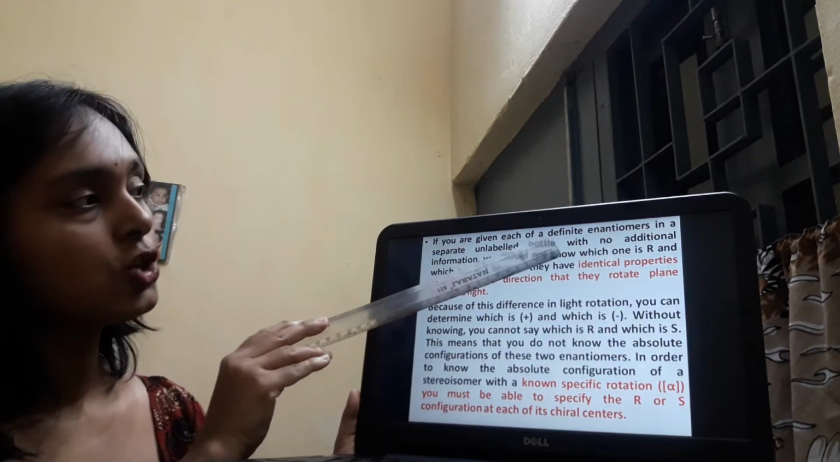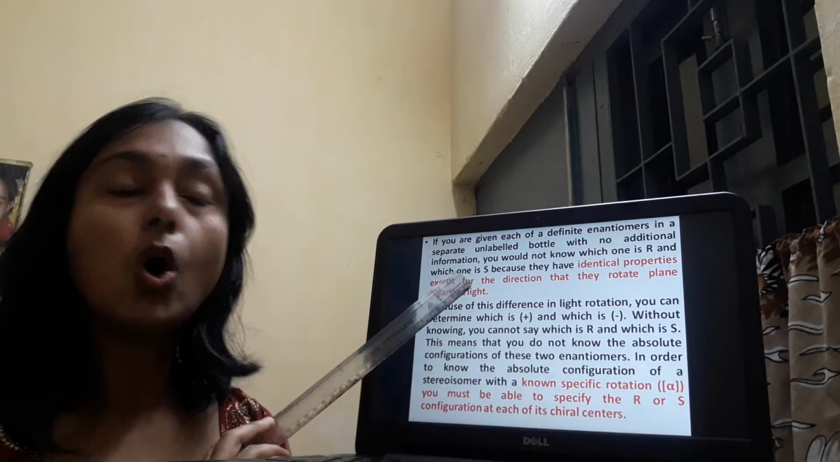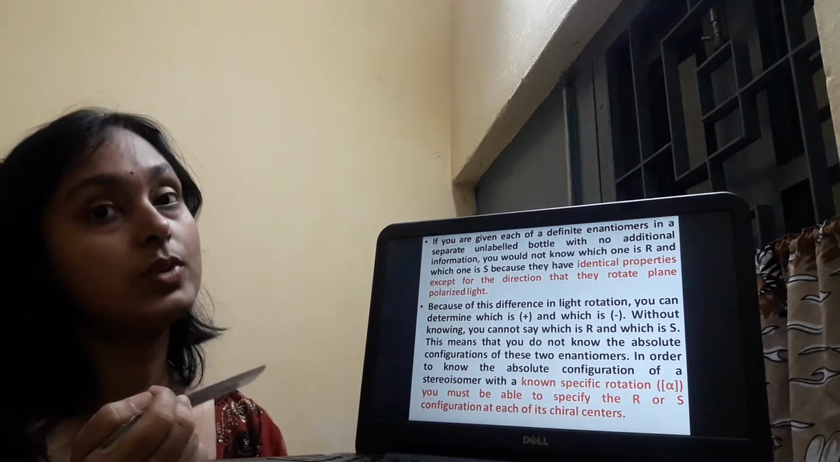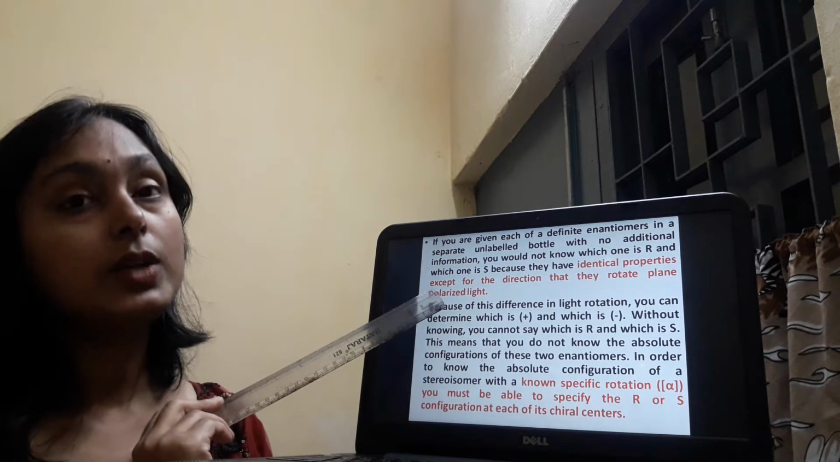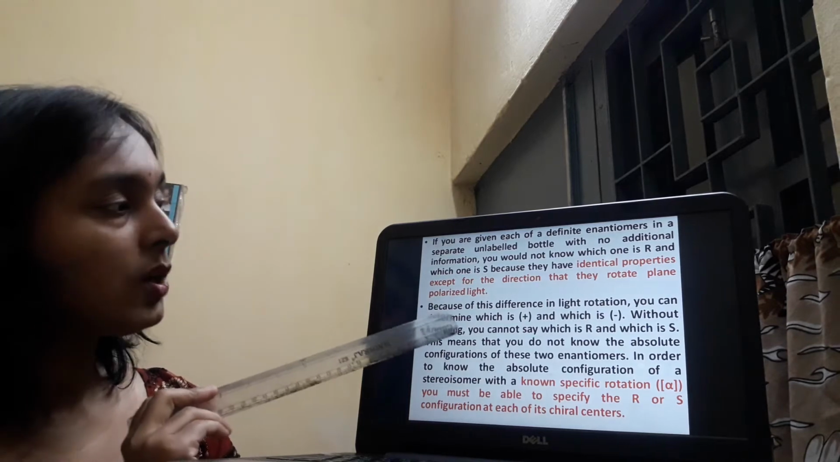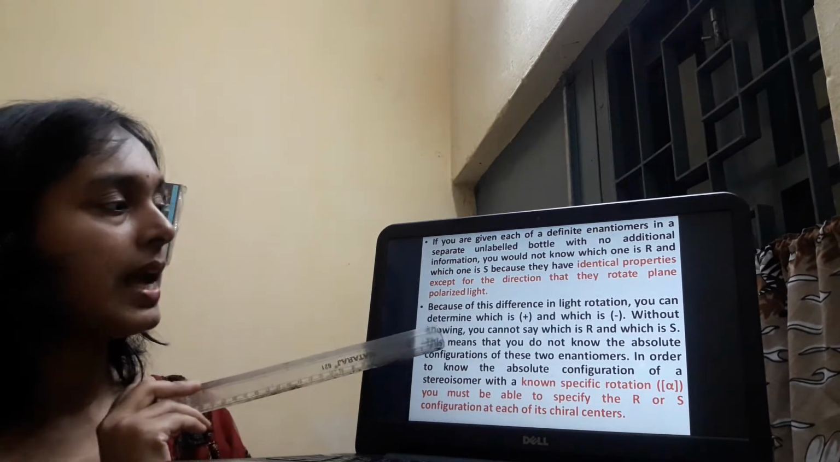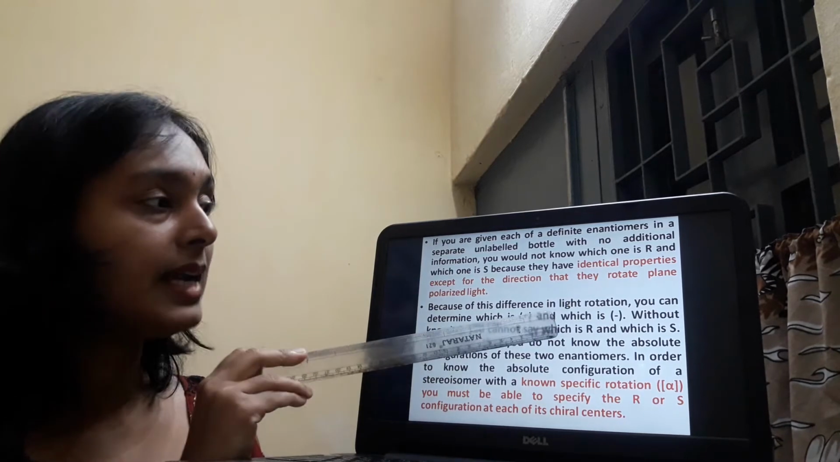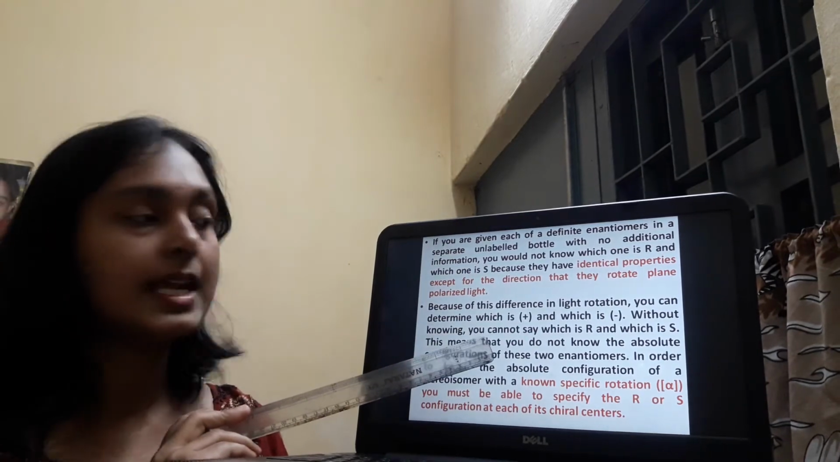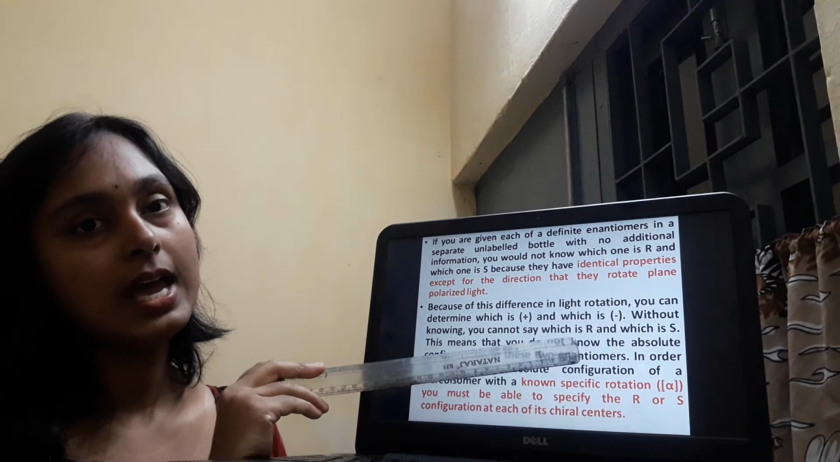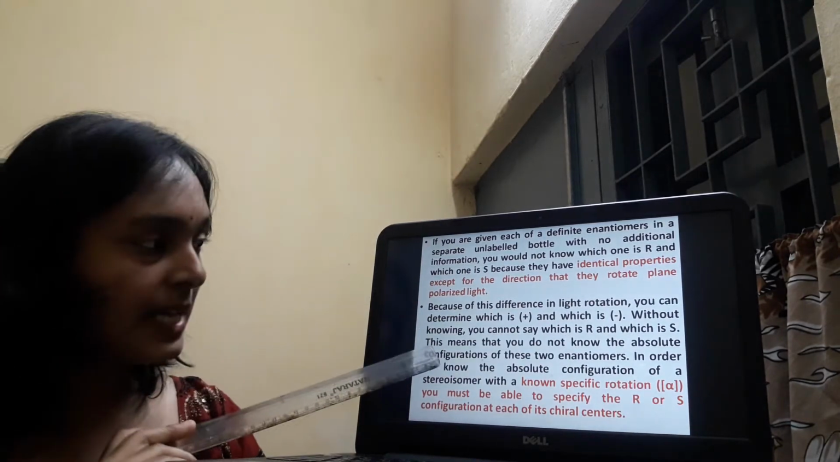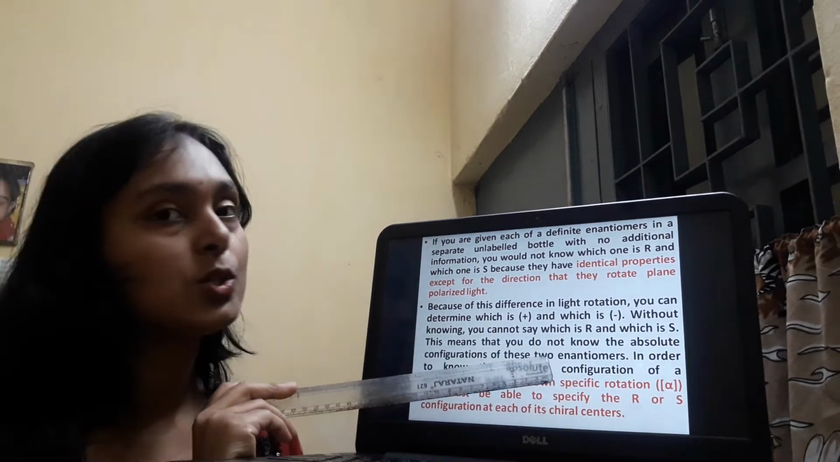If you are given each of the definite enantiomers in a separate unlabeled bottle with no additional information, you should not know which one is R and which one is S. They have identical properties except the direction of rotation of plane polarized light. Because of this difference in light rotation, you can determine which is plus and which is minus. Without knowing, you cannot say which is R and which has the S configuration. This means that you do not know the absolute configuration.